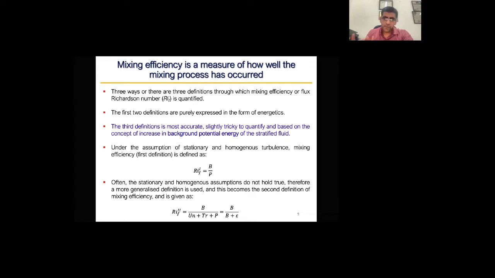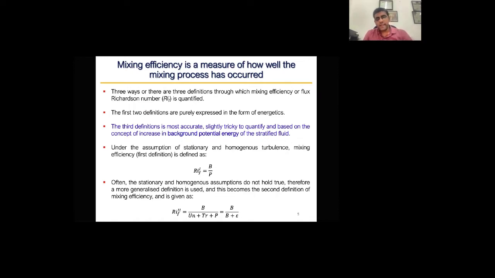People have different ways of using it, and the terminologies are very different, but at the heart, the definition is the same, in the sense that it is the ratio of the buoyancy to the production. So either you can call it the flux Richardson number or mixing efficiency. Both are the same. However, the stationary and homogeneous assumption is not true in most cases.